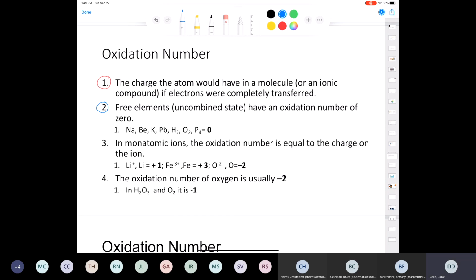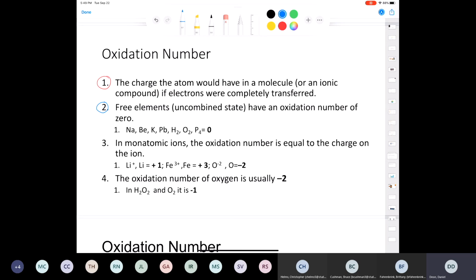It's got an oxidation number of 0. If you had sodium, beryllium, potassium, lead, hydrogen, oxygen. Remember, hydrogen and oxygen are diatomic elements. Phosphorus is a tetratomic element, but any element in its pure state is just 0. Okay, so that's rule number 1.